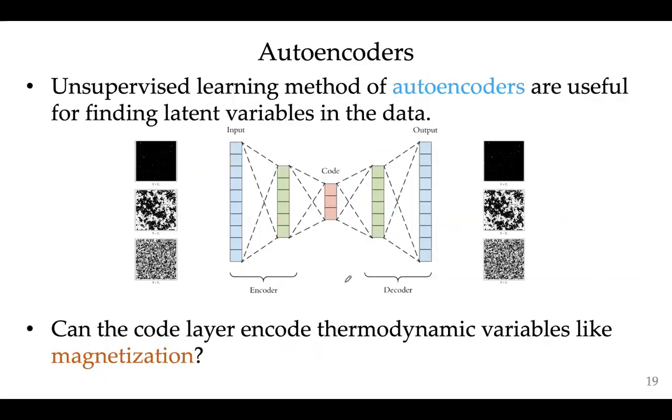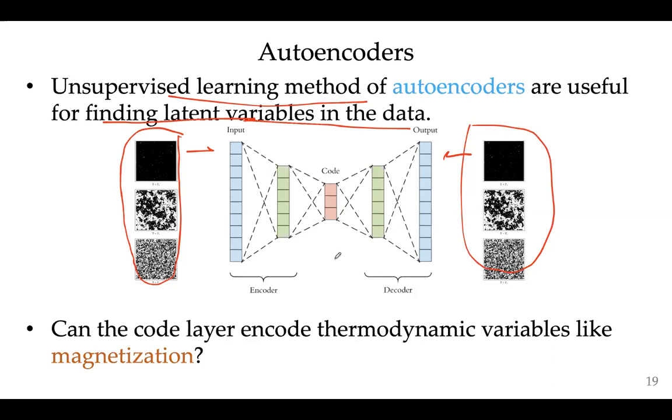Okay, let's move to autoencoders. Autoencoders are unsupervised learning methods. They're useful particularly for finding latent, meaning hidden, variables in the data. So what you do is typically train this. This is unsupervised. There's no label, so whatever you use for inputs, you also use for outputs, the same data.